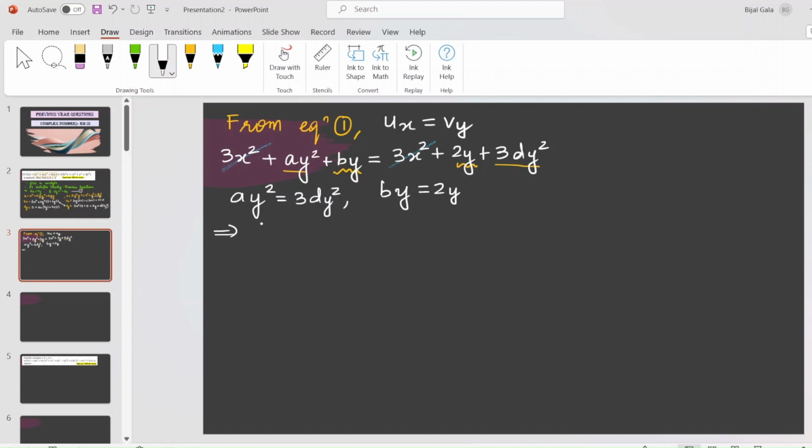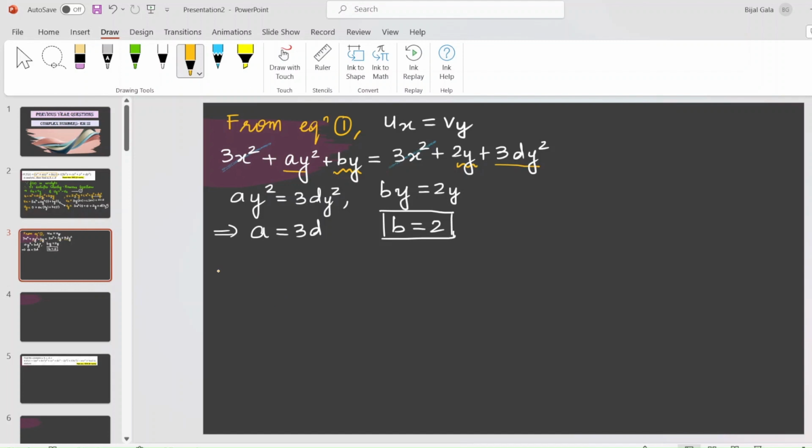Which implies y square gets cancelled in the first case. So a becomes equal to 3d. And b becomes equal to 2. Y gets cancelled. So I found the value of b. Your question is to find the values of a, b, c and d, all four. Okay, we found the value of b.